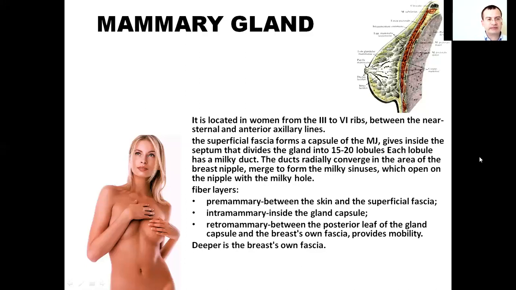The mammary gland is located in a woman from the 3rd to 6th ribs between the parasternal and anterior axillary lines. The superficial fascia forms a capsule of the gland and gives inside the septa that divide the gland into 15-20 lobules. Each lobule has a milk duct. The ducts radially converge in the area of the nipple and merge to form the lactiferous sinuses, which open on the nipple with a milk opening. Fiber layers: premammary, between the skin and the superficial fascia; intramammary, inside the gland capsule; retromammary, between the posterior leaf of the gland capsule and the breast's own fascia, which provides mobility. Deeper is the breast's own fascia.